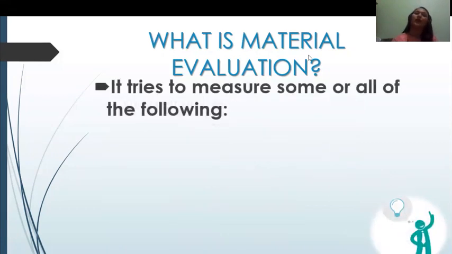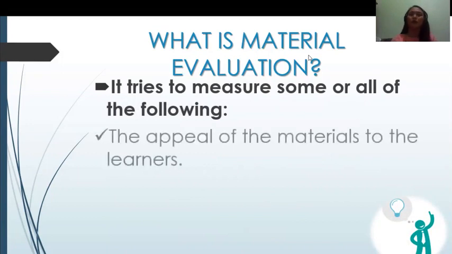Material evaluation tries to measure some or all of the following. First is the appeal of the materials to the learners. Is the material attractive or not? It is important to know if the materials are attractive or not because there are different types of learners. So for instance, you are teaching learners in kindergarten. If the materials are not appealing or attractive to them, then expect that they will not indulge themselves in it.